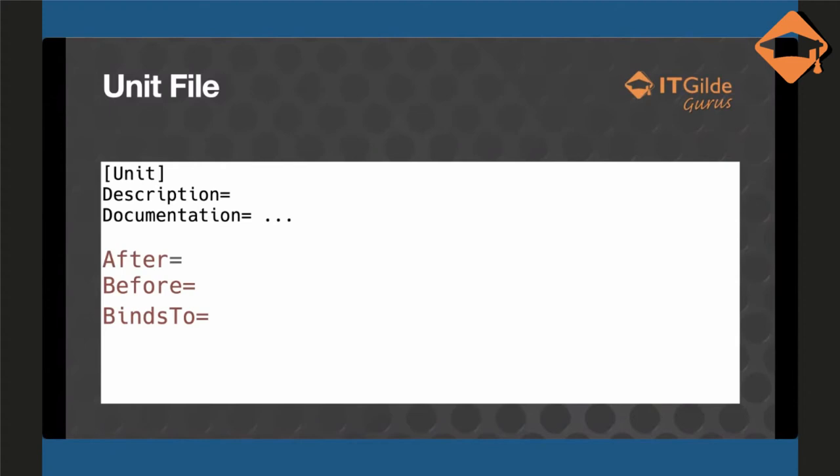So this behavior is similar to the requisite parameter, but the difference is that the requisite just checks if the listed unit is already available, otherwise it will fail. It will not start the other unit. But BindsTo together with After makes sure that it is started completely. And then this unit will be run.